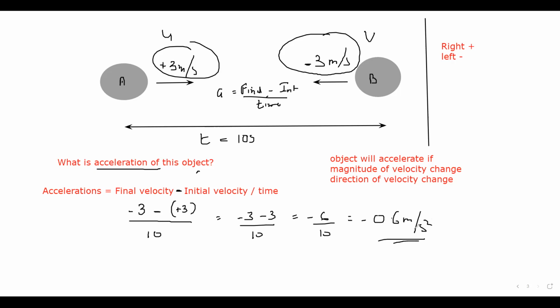So acceleration of this object is 0.6 meter per second square. Because you are getting a negative answer, left hand direction we consider as negative. So we say that the direction of acceleration is towards left hand side. Is it clear? I'll give another example, a similar example to this.